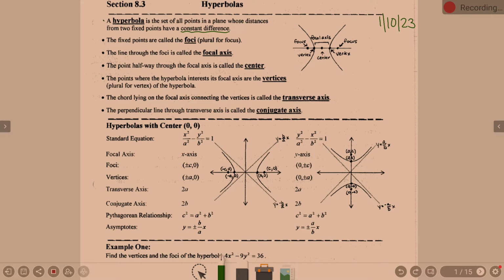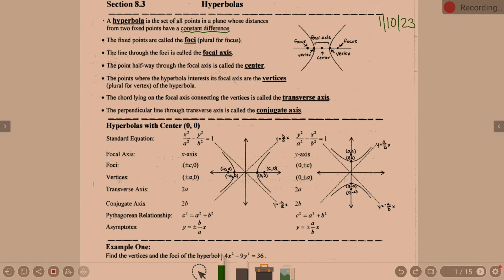The line through the foci is still the focal axis, so that's the foci to foci. The point halfway through the focal axis is the center. So similar to the ellipse, your center is in the middle. The points where the hyperbola intersects its focal axis are the vertices. So where your ellipse intersected the axes were vertices. Well, these right here are your vertices. So you have a great picture to help you through here.